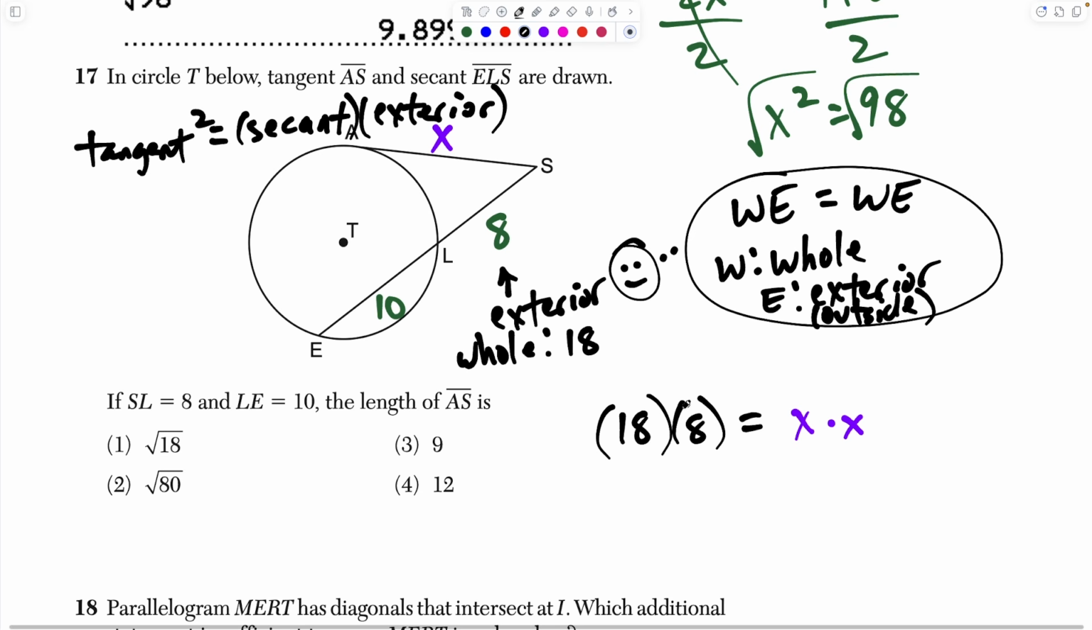So now I just work this out. I have x times x is x squared. And then here I do 18 times 8. 18 times 8 makes 144. And then from here, all I have to do is take the square root of both sides. So then x is equal to 12 because 144 is a perfect square. 12 times 12 is 144. So the length of the tangent AS is choice 4, 12 units long.